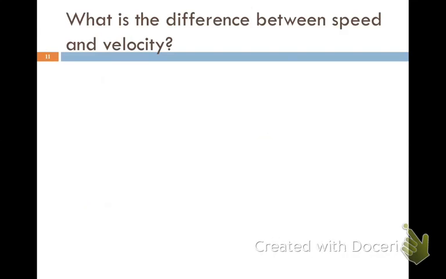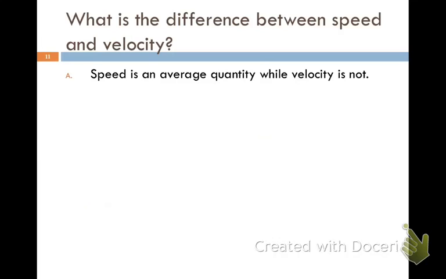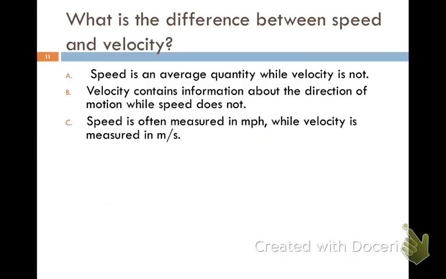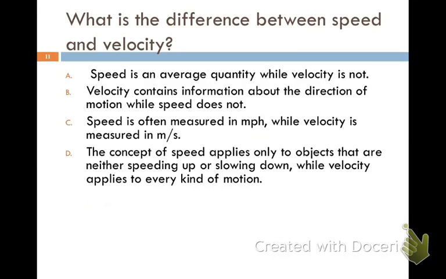All right, so what's the difference between velocity and speed? Well, speed's going to be an average quantity while velocity is not. And velocity is a vector quantity. It contains information about the direction. Speed is often measured in miles per hour, while velocity is measured in meters per second. And since it's measured in meters per second, we're going to be using velocity a lot more in physics.